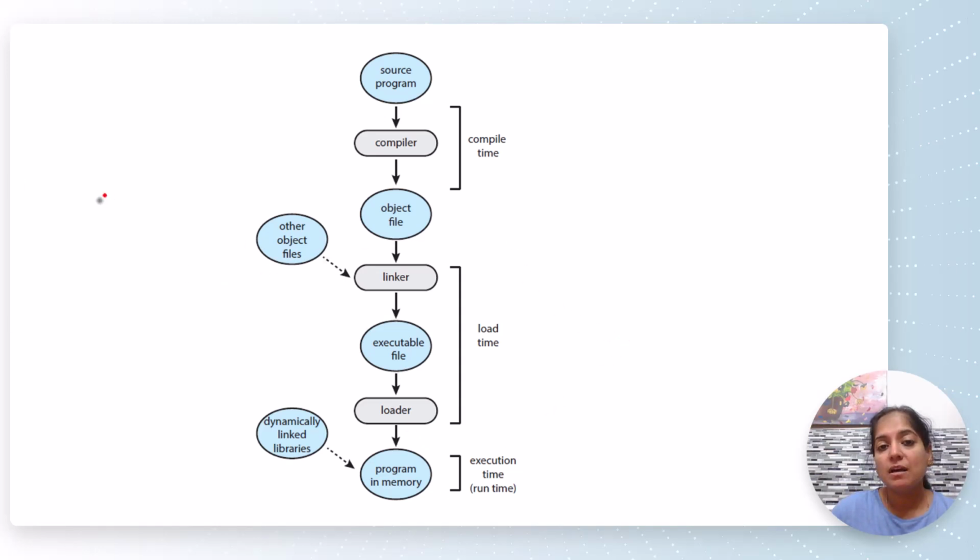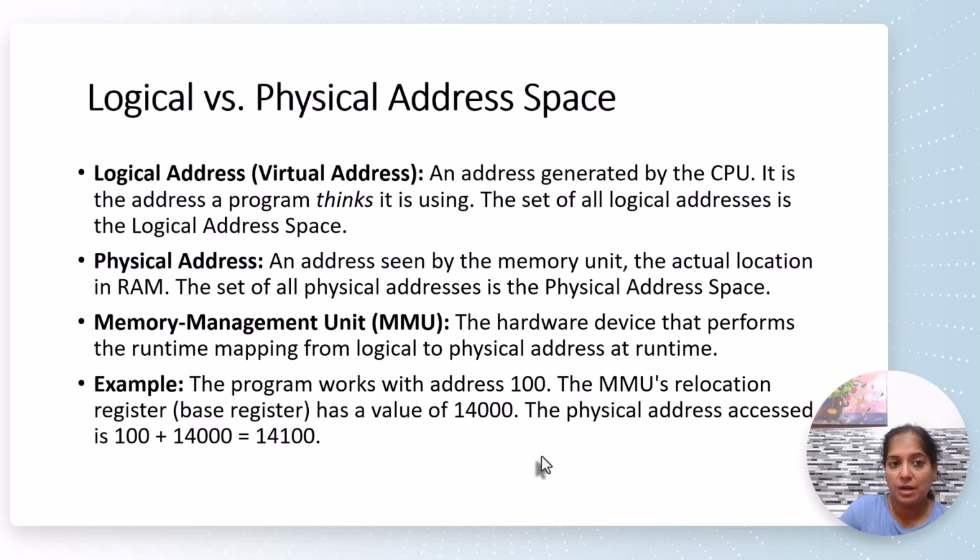If you see here, the source program, whichever you are writing in C++, Java, or any other language, the compiler converts that code into the object file. This is the compile time process. Then, using the linker and other object files which are required, this code is converted into the executable file, which is called load time. Then this executable file is loaded by the loader with dynamically linked libraries, also called DLL, and the program is loaded into the memory, which is called execution time or runtime.